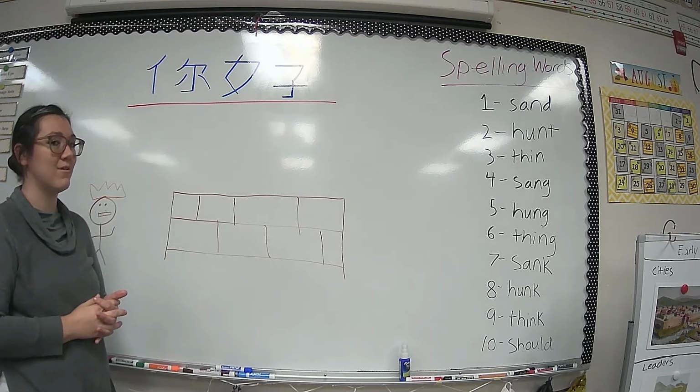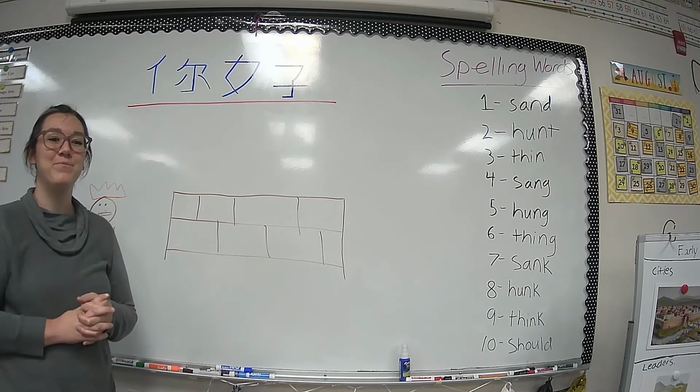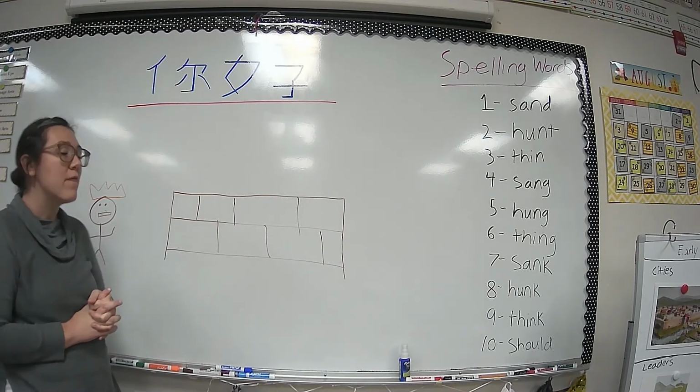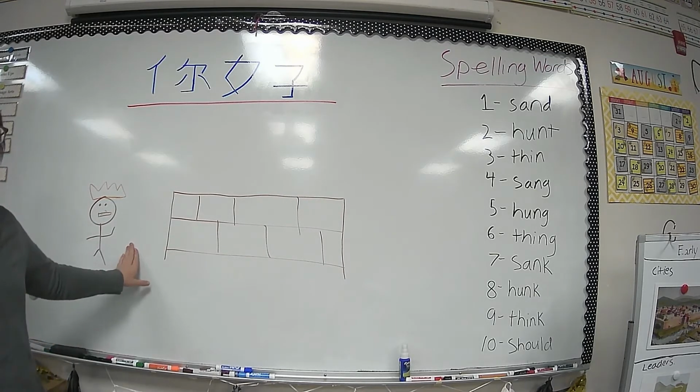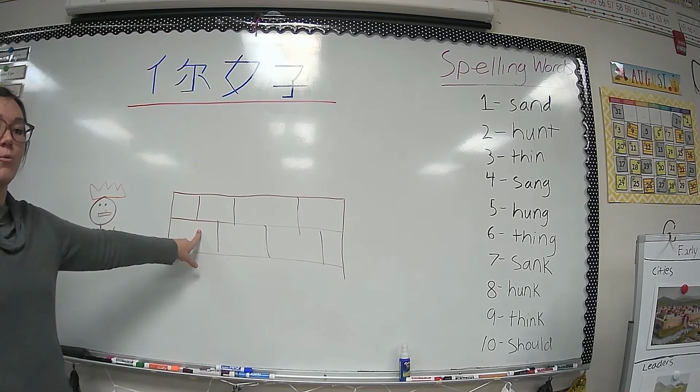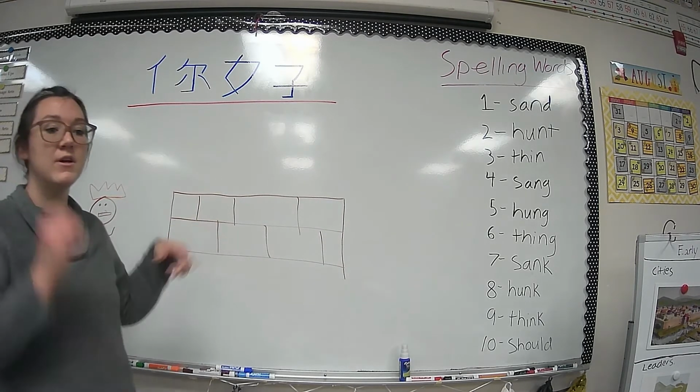What do you think? I told you my drawing skills are not the best, but I drew our first emperor of China, Qin Shi Huang, ordering the Great Wall of China to be built.